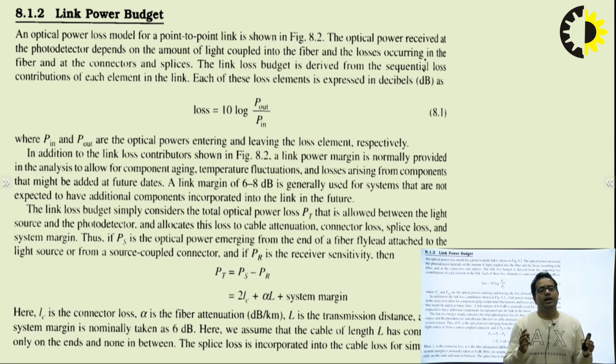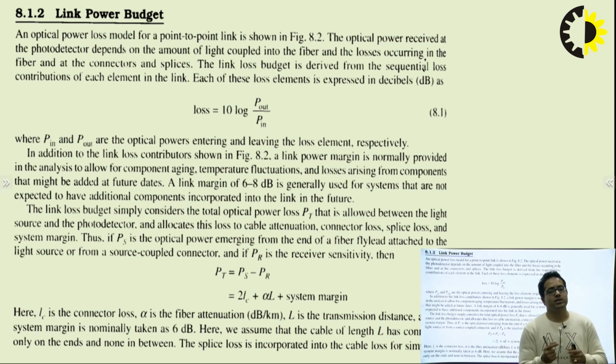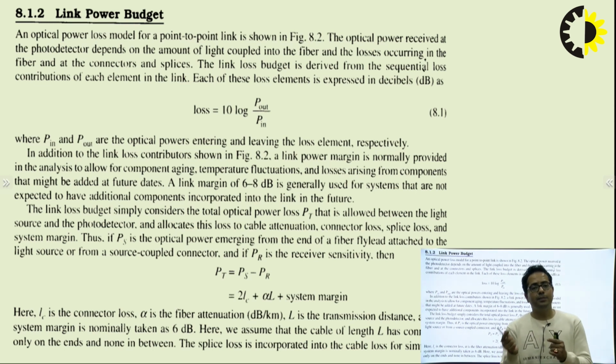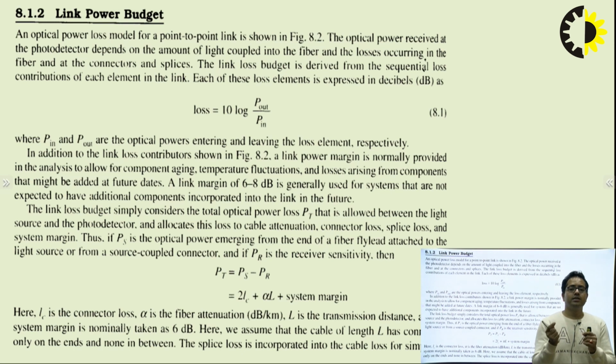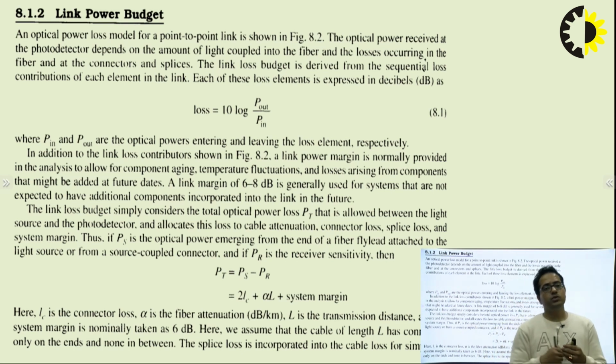Suppose I have to transmit information over 2000 kilometers. Those 2000 kilometers must have multiple fibers, and those multiple fibers must have some losses. Those losses add up inside the signals, inside the optical wavelength, and they reduce the strength of the information.